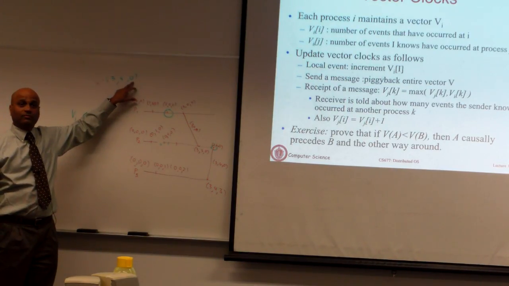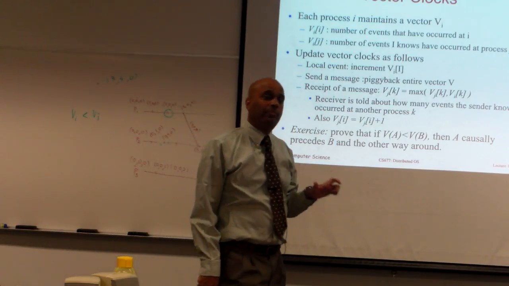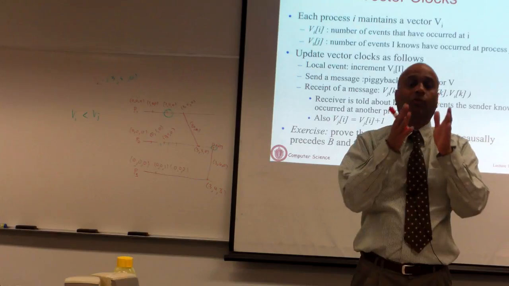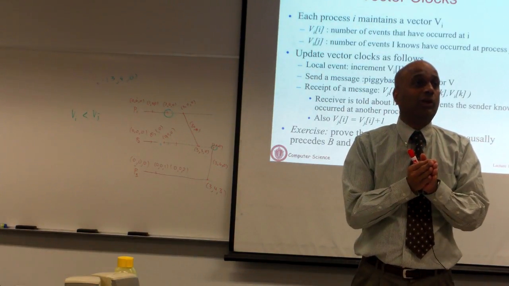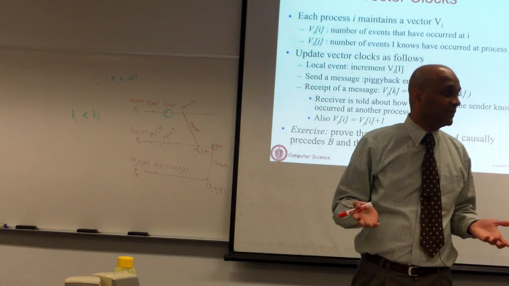In other words, the vector clock at a process tells us not only what is the most current event locally, but what is the most recent event you've seen at other processes through some message exchange.